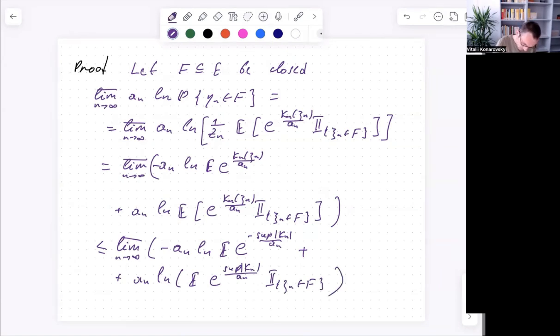But what you can do next, you can forget about that expectation, because this is a constant, an expectation of a constant is the constant. And that also is constant, you can move it outside of the expectation. So therefore, you will get for the first term: you see that the logarithm and the exponent will kill each other, and then you will get minus an multiplied by minus supremum of Kn divided by an. Minus and minus will disappear, and an will disappear. Everything that you will obtain is this supremum.